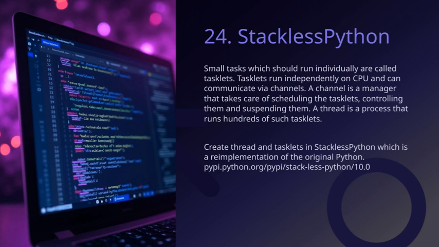They communicate with each other through channels, which act like managers. Channels handle scheduling, control, and suspension of tasklets, making it easier to coordinate complex workflows. A thread in this context is a process that can run hundreds of these tasklets simultaneously. This approach provides a more scalable and flexible way to manage concurrent operations, especially when compared to standard threading models. Overall, stackless Python's design focuses on making concurrency more manageable and efficient, which aligns perfectly with our theme of optimizing performance and simplifying complex programming tasks.